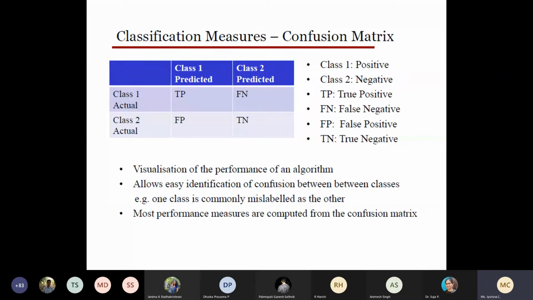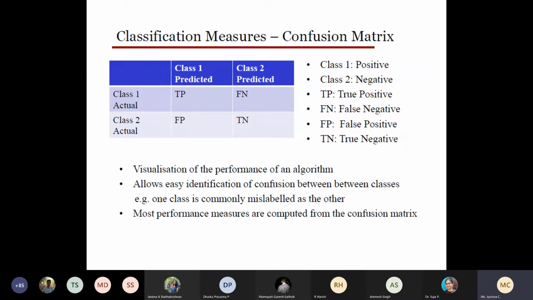Actually he is a COVID positive patient, and you predicted also as COVID positive patient, then it is true positive. Then false negative. False negative means actually he is a COVID positive patient but predicted as negative. The second row, false positive. False positive means actually he is negative but predicted as COVID positive. And true negative means actually he is not COVID positive, that is, he is a COVID negative patient, and predicted correctly as COVID negative.